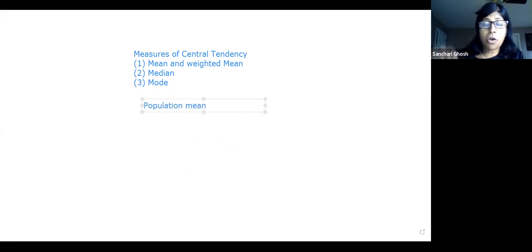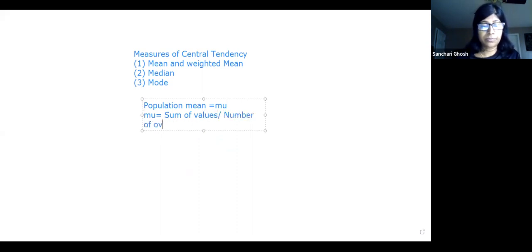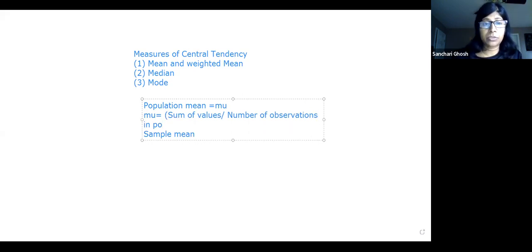Since I cannot write the notation on the Zoom whiteboard, I can use Excel. I'll just call it mu. Mu equals values divided by number of observations. Whereas the sample mean, I'm writing in plain English, so if you're confused, you can go back to my notes. If you're confused, what was mu? What was the Greek letter mu?